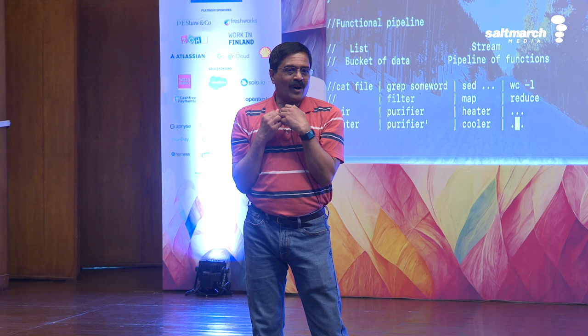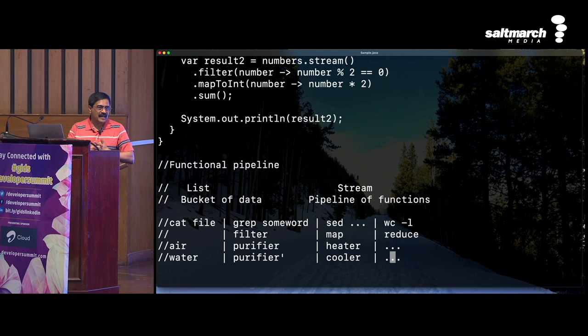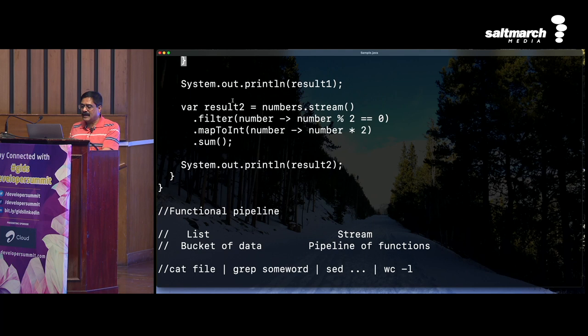So you want to think about this as a transformation of data rather than steps to mutate information. So think of this as the functional pipeline. So a stream is a pipeline of functions. That's what you are dealing with, right? A pipeline of functions that you are performing the transformation. So now when you look at this, you have laid out a pipeline right there.